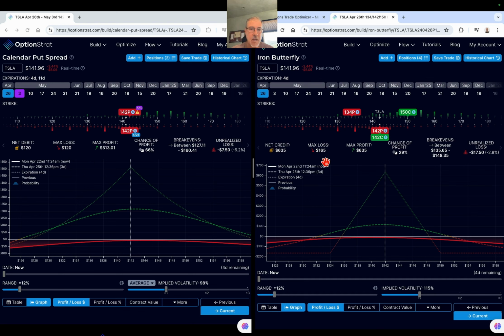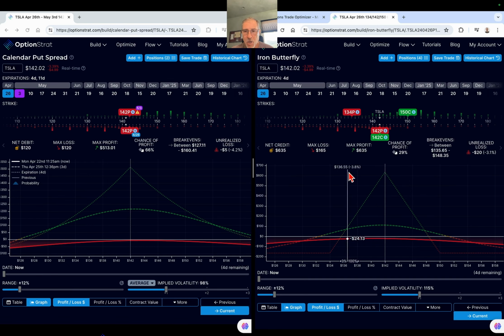And then I look at the same thing here. So my max loss, in this case, I took in a credit of $635, but I have a max loss of $165. My max profit, $635. So you can see it's a little bit more max loss, a little bit more risk associated with this trade. Also a little bit more potential profit associated with this trade. So again, a good reward to risk ratio.